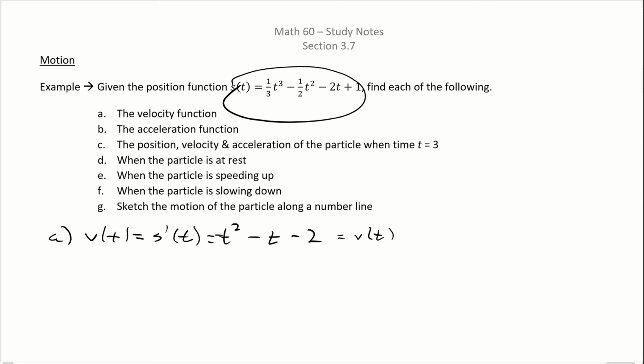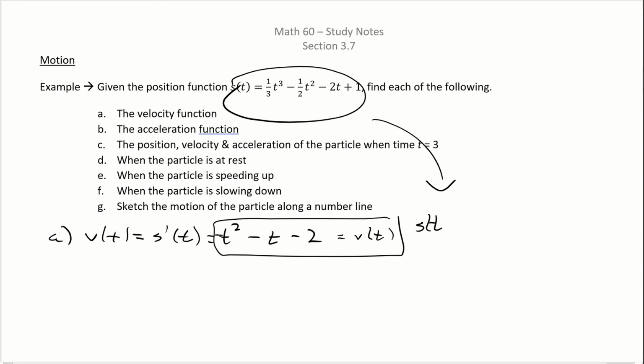You know, it's good to see them side by side, so I will bring this down as well. s of t is your position. This just tells you where you are on a number line, let's say in one dimension. Okay, I'm just copying this down.